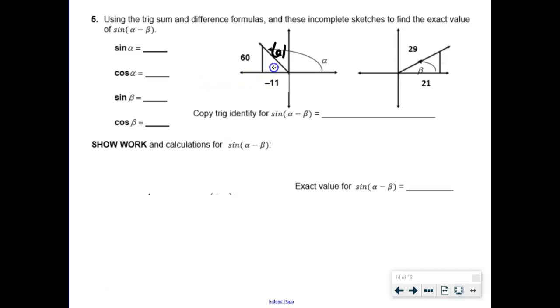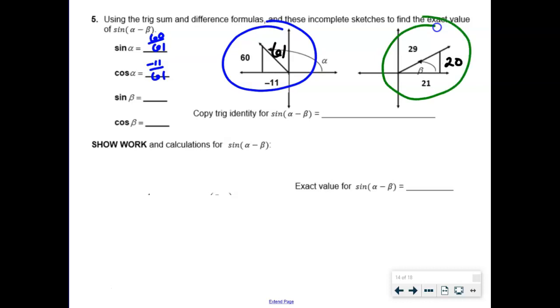All right, Pythagorean Theorem, this guy's a 61, and this guy's a 20, I think. All right, so anywho, angle alpha, I'm going to call it A instead of alpha. Talking about this triangle, the sine ratio for that triangle, go back to old school sine ratio, that would be 60 over 61. The cosine ratio would be negative 11 over 61. And then this guy, this is beta or B, the sine ratio is 20 over 29. And then the cosine of beta would be 21 over 29.